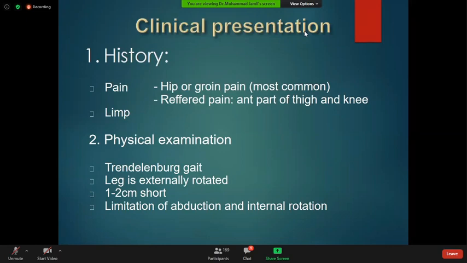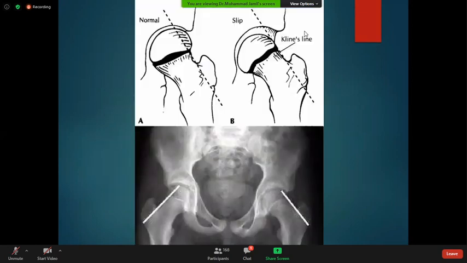In the physical examination, there is a Trendelenburg gait. The leg is externally rotated and it will be short. The limping is due to the pain and the shortening. There is limitation of abduction and internal rotation. It means the range of movement is limited or decreased, especially abduction and internal rotation.